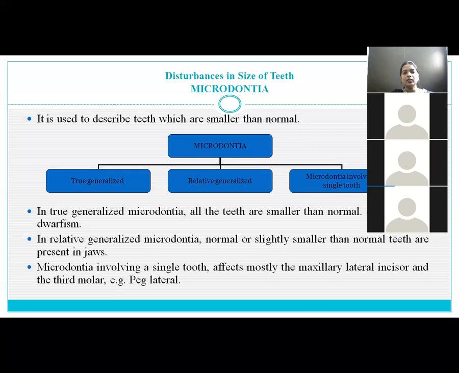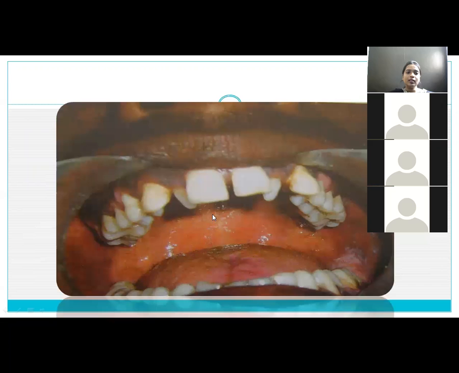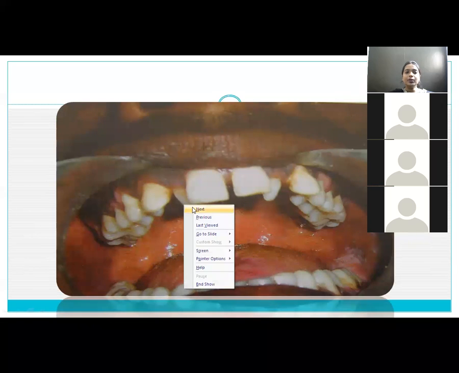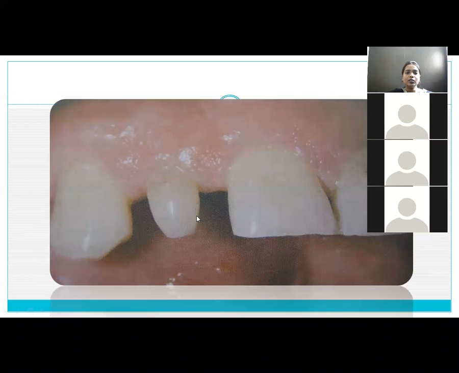True generalized means all the teeth are smaller than the normal. Relative generalized, few or slightly teeth are smaller than the normal, and microdontia involving single tooth means this developmental disturbance affects only single tooth. It may be maxillary lateral incisor or the third molar. Example, peg lateral. See, this is your peg lateral. This is the microdontia involving a single tooth. See, the mesial and the distal margins are tapered.